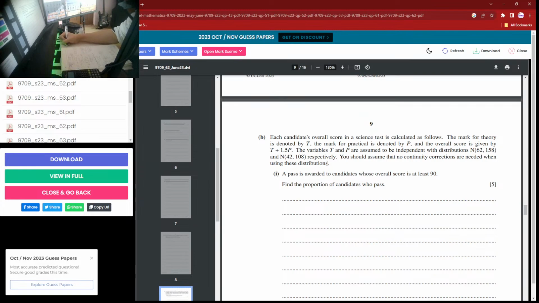Okay, that's a mouthful. So it's just P(T plus 1.5P is more than 90. Sorry, at least. So more than or equal to 90.